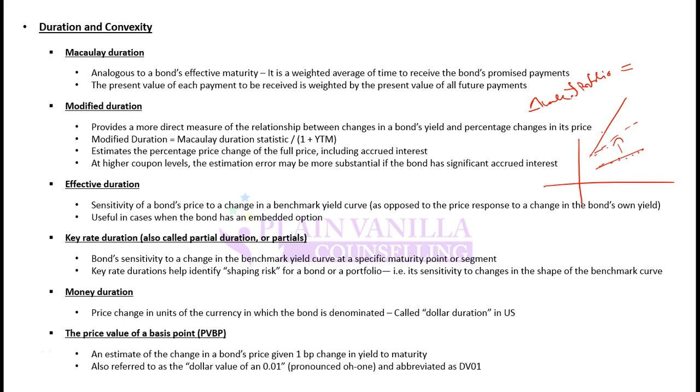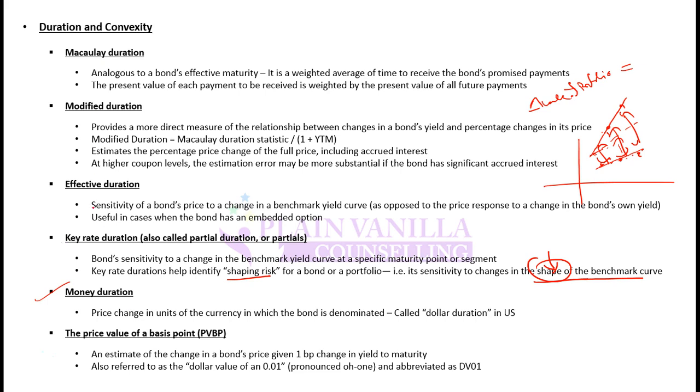In reality, yields have changed higher here, and the change was higher here, and the change was lower here. So if you are using a different duration at each level, then you will be able to capture the complete impact of this change in shape and shift in the yield curve. So key rate durations help identify shaping risk for a bond portfolio, that is, sensitivity to changes in the shape of the benchmark curve. While other duration measures will not be focusing on shape, they will be assuming a parallel shift in the yield curve.